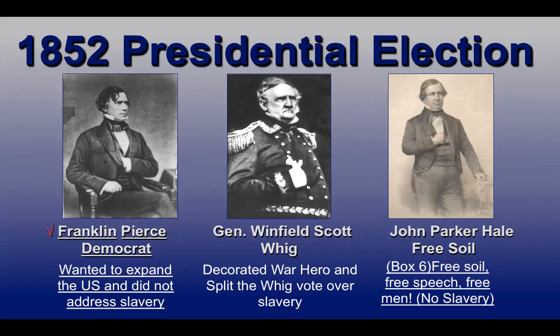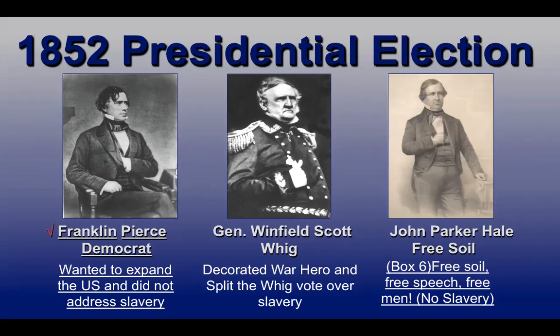And his platform as he's running for president is he wants to expand the United States. He is carrying on that idea of manifest destiny. It's our destiny to have land from the Atlantic to the Pacific, and he just wants to keep expanding, right? He wants more states, he wants more land, all of that. So that's his platform. He does not address slavery.